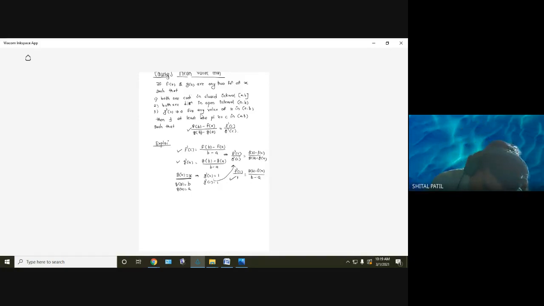Hope this is clear. LMVT, Lagrange's mean value theorem, is a special case of CMVT, Cauchy's mean value theorem, when g of x equal to x. That is sufficient.